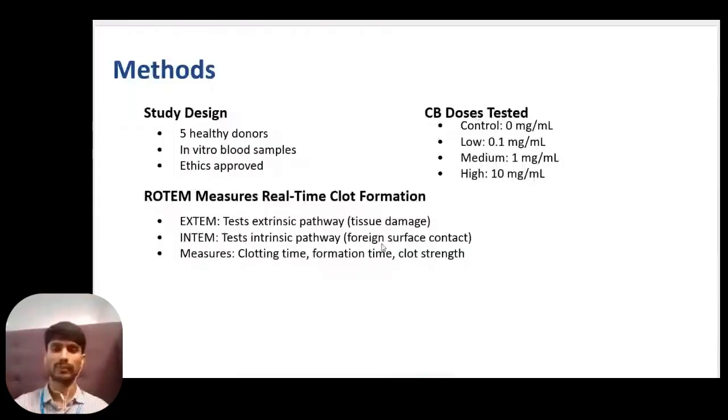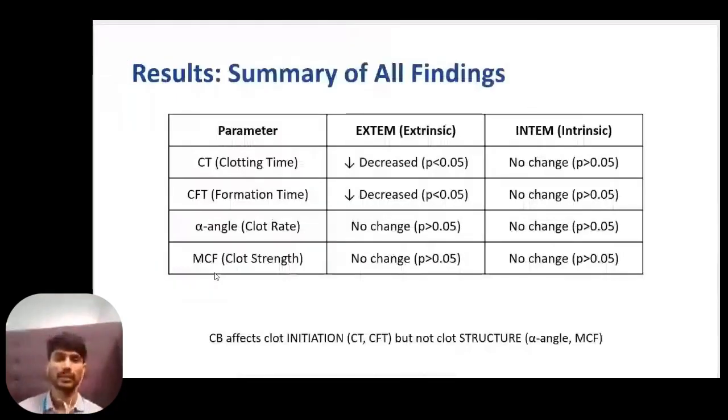In the ROTEM, we analyzed the EXTEM, which means the extrinsic pathway, and secondly, we analyzed the INTEM, the intrinsic pathway. Thirdly, we measure other clotting parameters: clotting time, clot formation time, and clot strength. This gives the overall picture of how clot formation happens. That's why we tested these things. Then let's move on to our results.